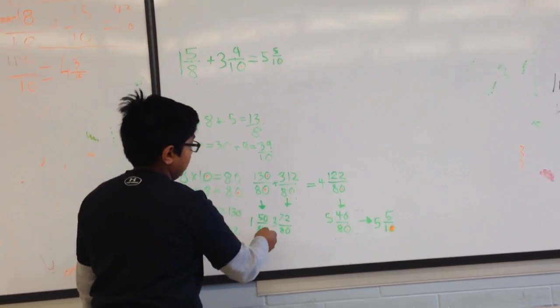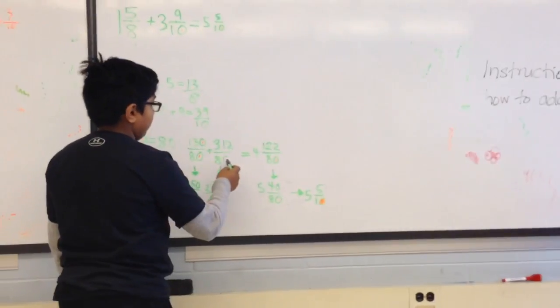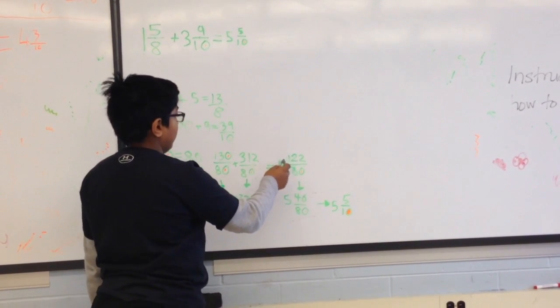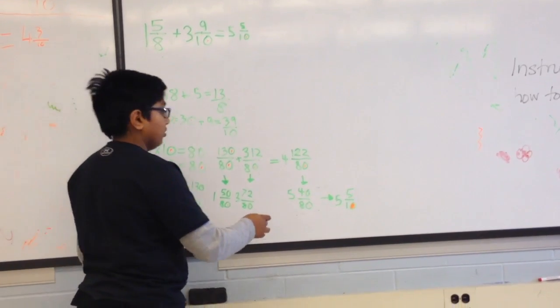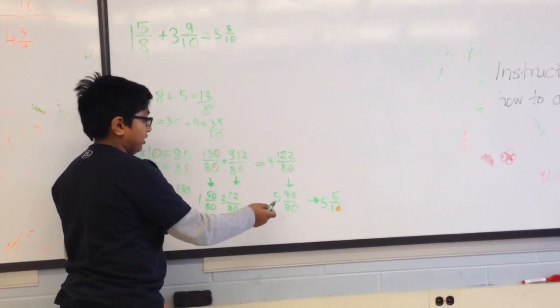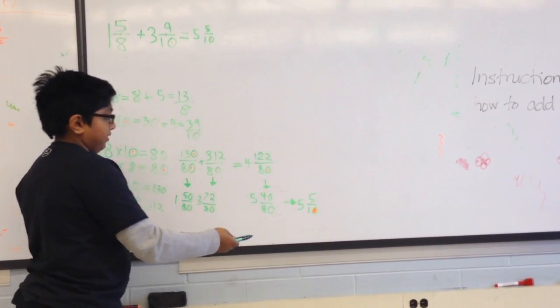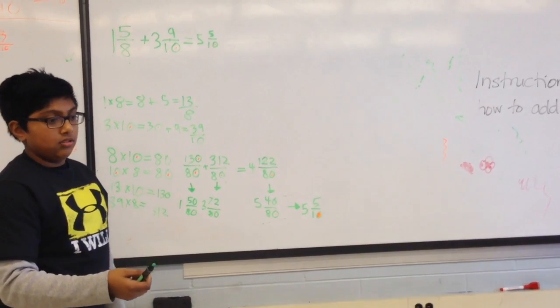If you add these two mixed numbers, you'll get 4 wholes, 122 over 80, which is still an improper fraction. So convert that to a proper fraction. 5 wholes. For the final answer, we need to find the lowest fraction.